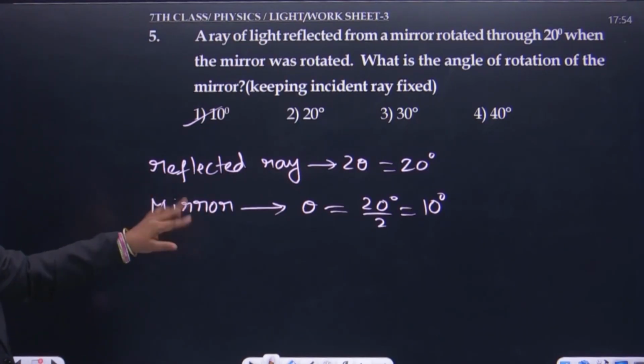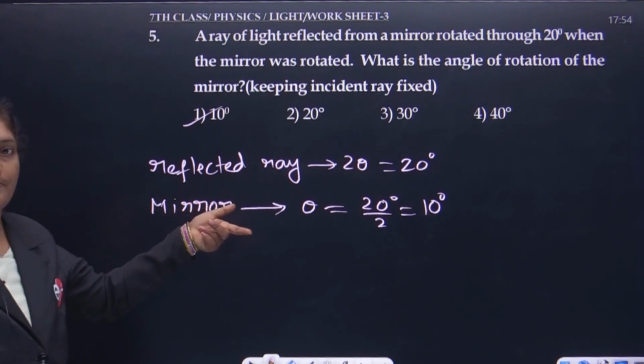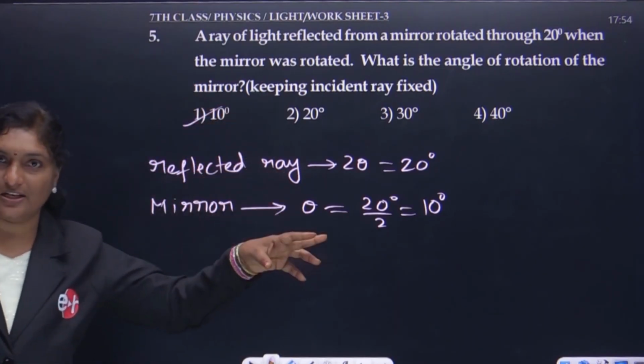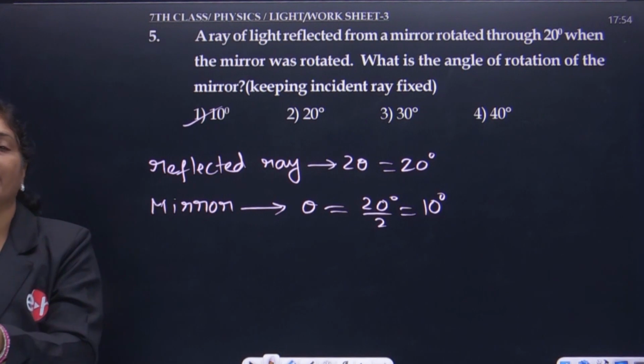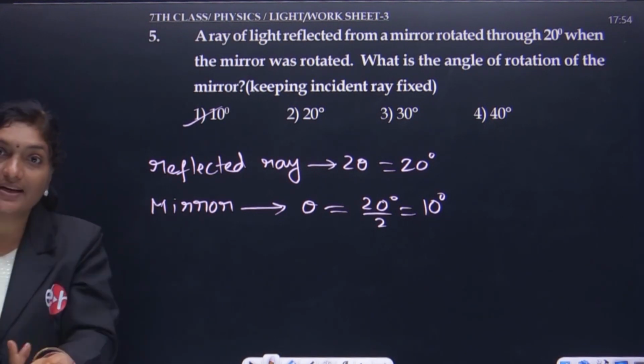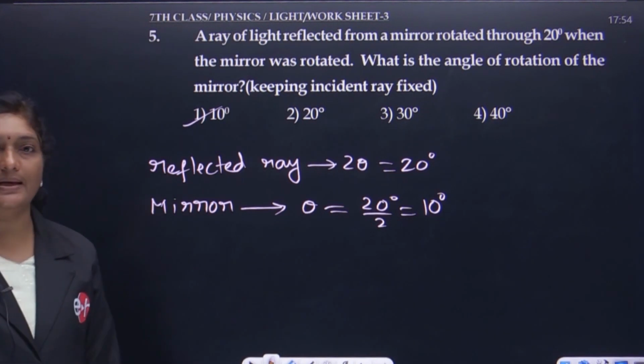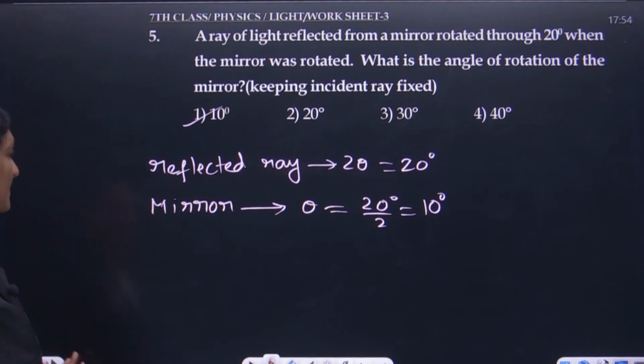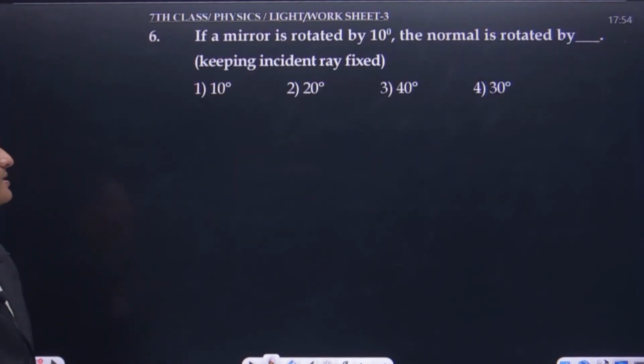So they have given it to us in the reverse way. Earlier they used to give us the rotation of the mirror and we were asked to find the reflected ray angle. Now the reflected ray angle was given and the mirror rotation is being asked. So let us look into the next question, children, that is the 6th question.